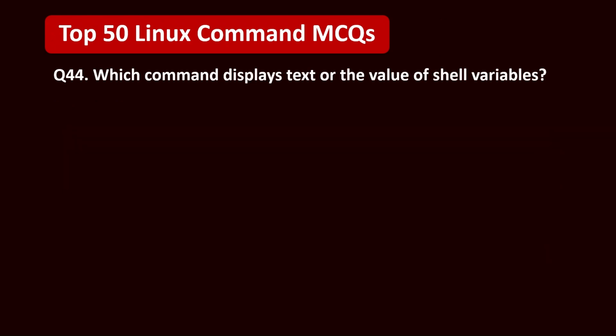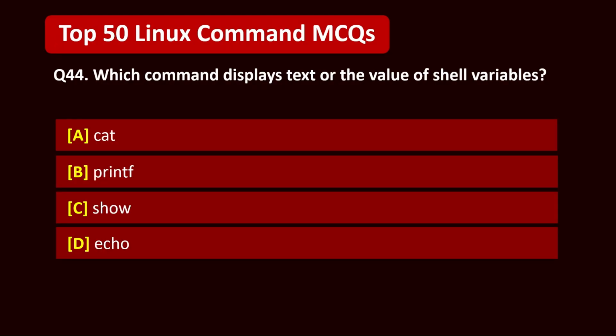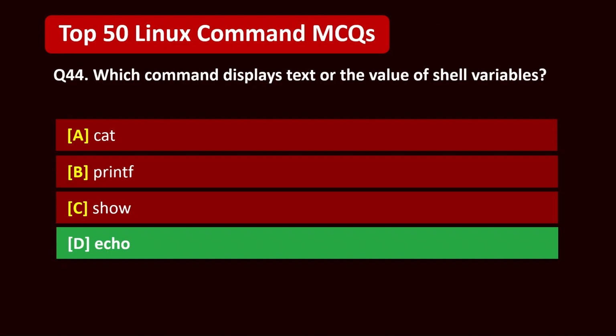Question 44. Which command displays text or the value of shell variables? A. Cat, B. Printf, C. Show, D. Echo. 5, 4, 3, 2, 1. Correct answer is D. Echo.